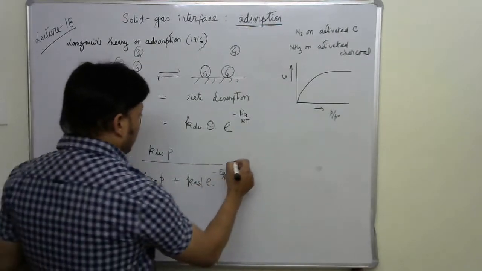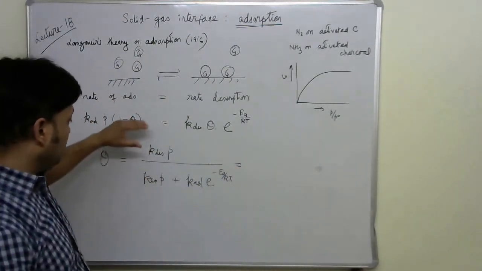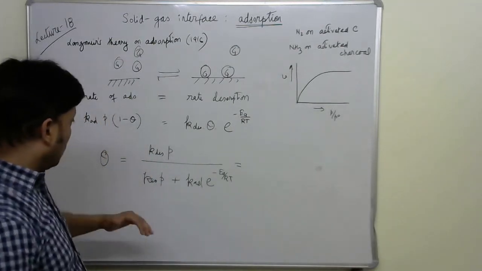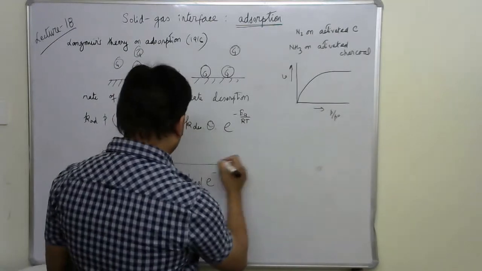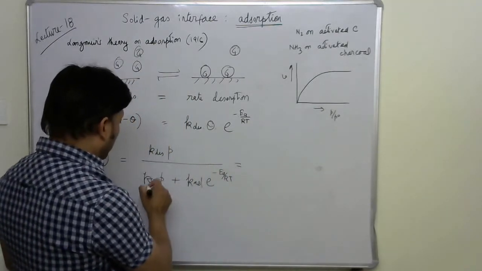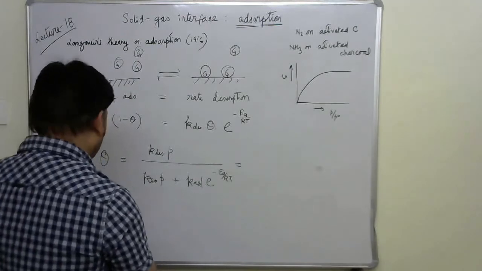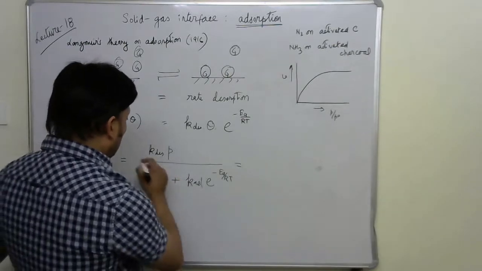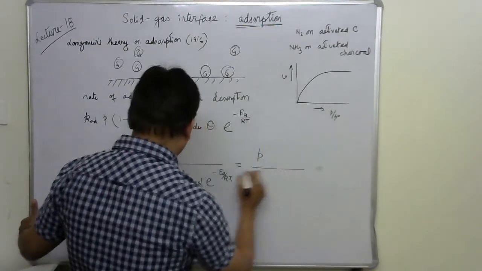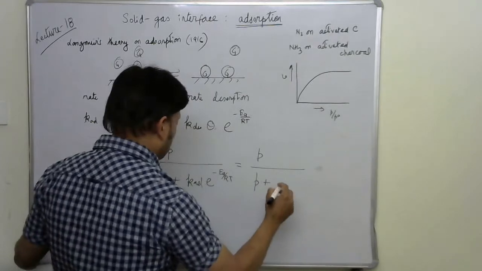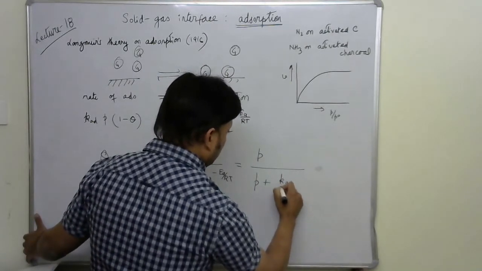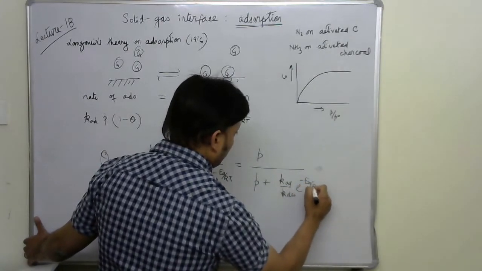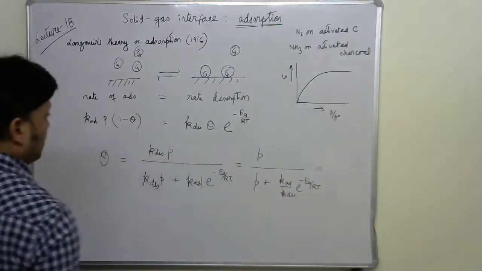All right. Now the same thing can be expressed if we divide both numerator and denominator by K adsorption. So this should be K desorption. If we do so, we have P divided by P plus K adsorption divided by K desorption e to the power minus EA divided by RT. Okay, and that is equal to theta.